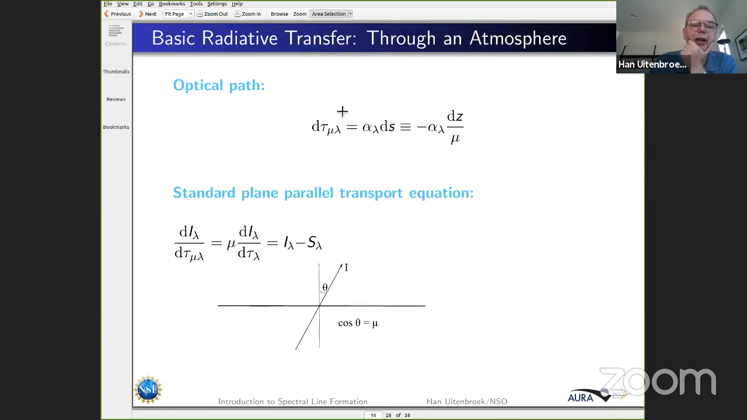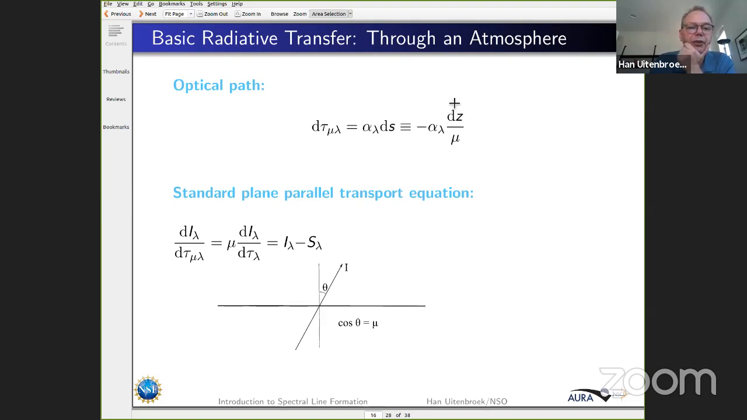Then let us define optical depth. Optical depth now goes down. So hence we get this minus sign, that d tau is minus the absorption coefficient times dz, which goes up, dz goes up, but the optical depth goes down, over mu. And you can see that mu, the cosine of theta, comes from the perspective at which you look, the angle at which you look into the atmosphere.